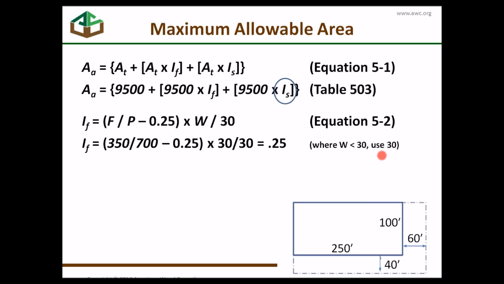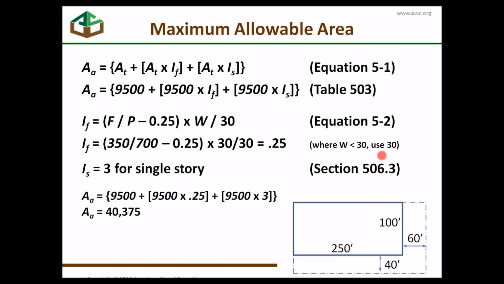We have an I sub S term. What is this for this building? Remember, we have a single-story school building. What's the sprinkler factor? 3, correct. Plug all these numbers in. We come up with an allowable area per story of 40,375 square feet. And we check that against the actual area. It's fine. Did well.